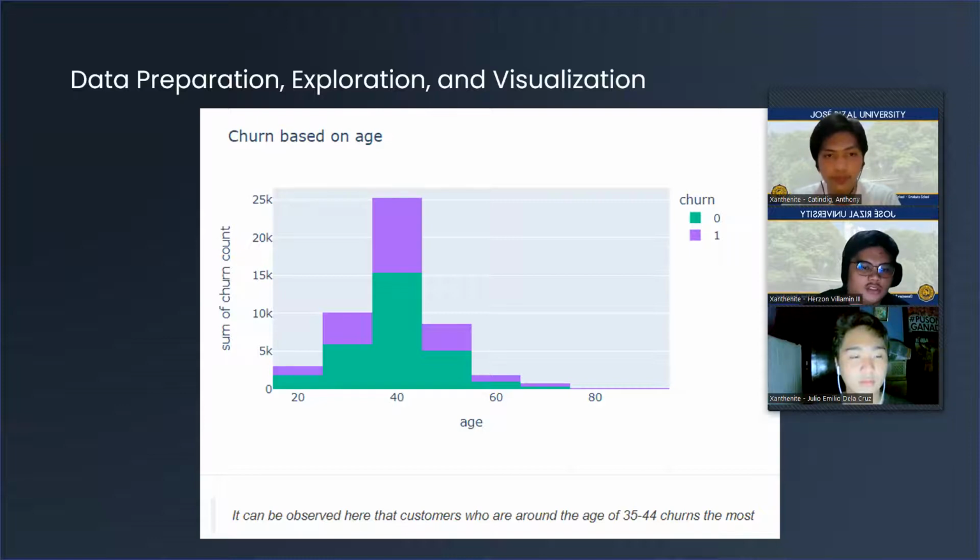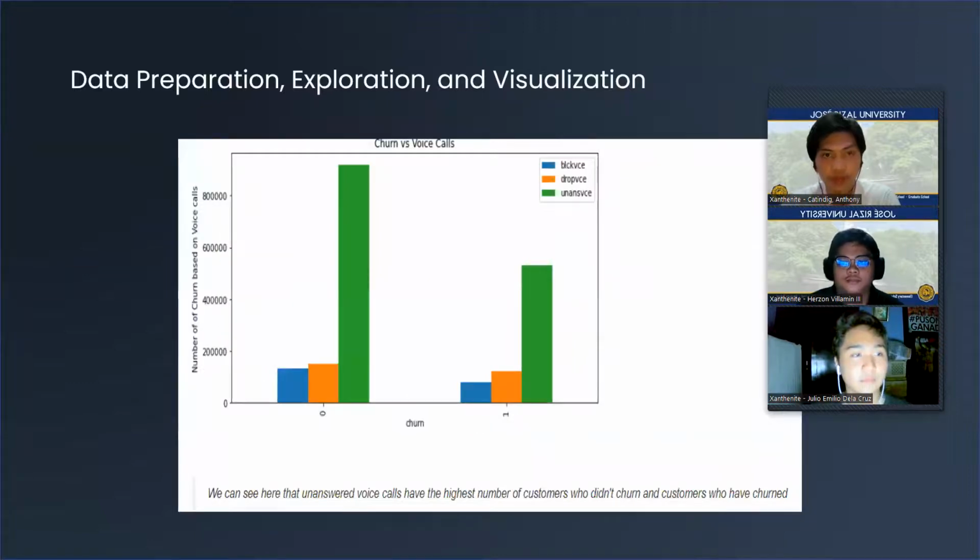Churn based on age. It can be observed here that customers who are around the age of 35 to 44 churn the most. So churn versus voice calls. We can see here, the blue is for the blocked voice call, orange for dropped voice call, and green for the unanswered voice call. As we can see, the unanswered voice calls have the highest number of customers who didn't churn and customers who have churned.